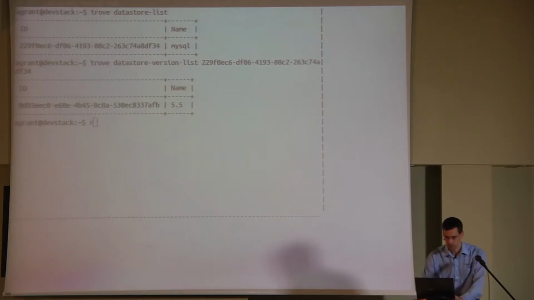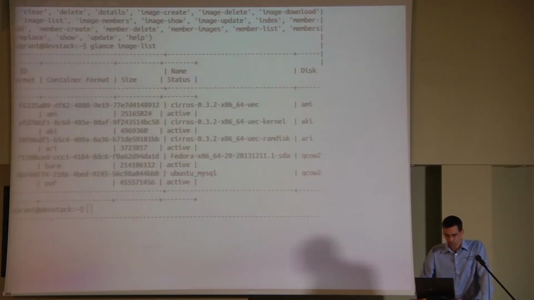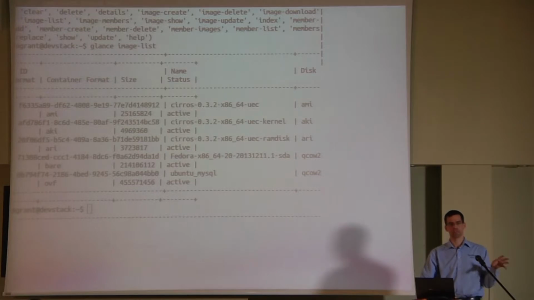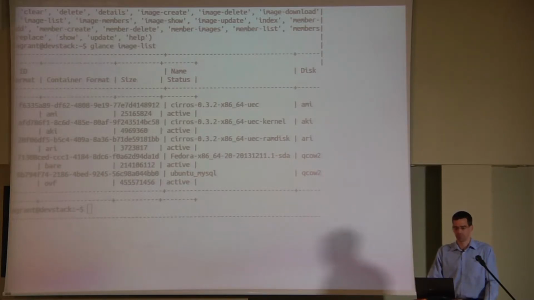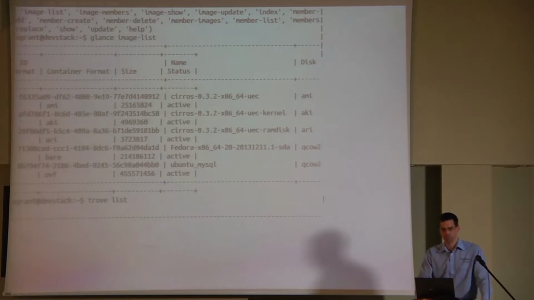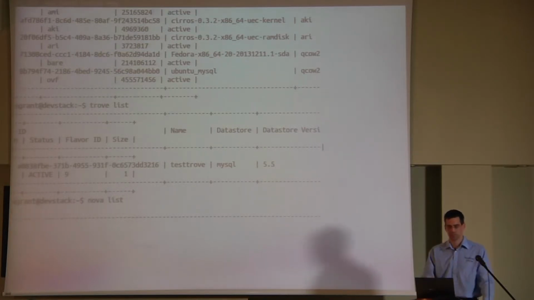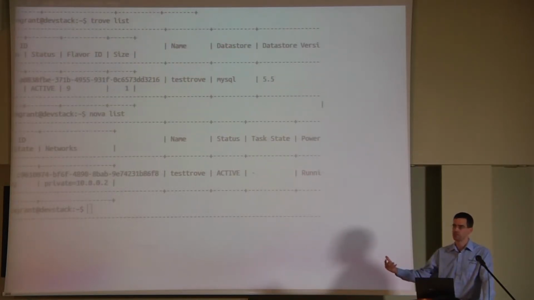Out of this, we created, oh, and by the way, I can also do a glance image list, of course. And there is that Ubuntu MySQL image at the very bottom. The Red Stack installer does create this for you. It uses Disk Image Builder to build this image that runs MySQL and Ubuntu and the Trove guest agent. So what we have here now in our Trove list is a single instance. We call it test Trove. Of course, that single instance corresponds to a single Nova guest that is running.